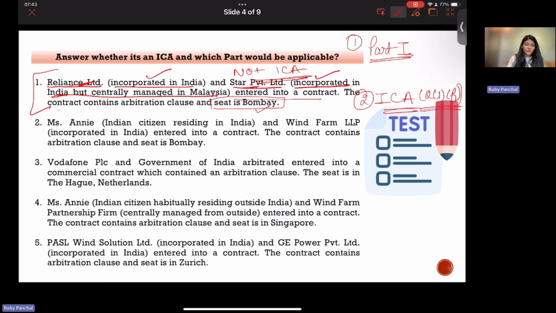Let's see the second point. Miss Annie, Indian citizen residing in India, and Wind Farm LLP, incorporated in India, entered into a contract. The contract contains an arbitration clause and the seat is in Bombay. Does Part 1 apply? I hope your answer is yes, since it's in India. It's an Indian seated arbitration. Is it an ICA as per Part 1's definition?